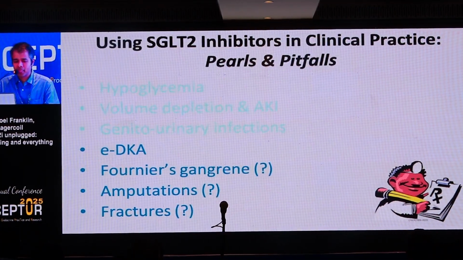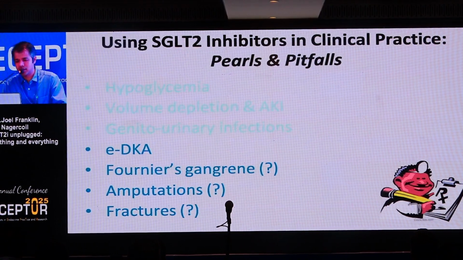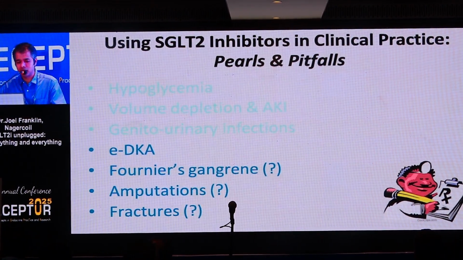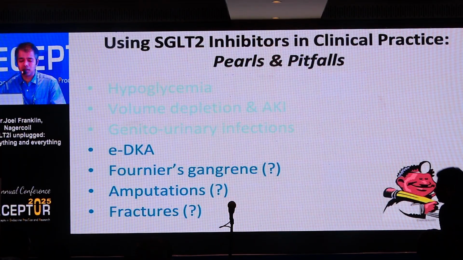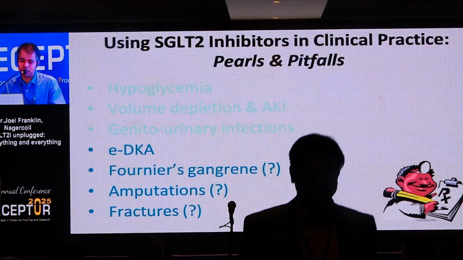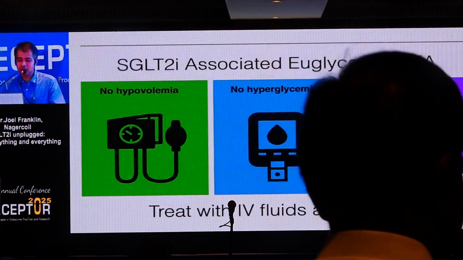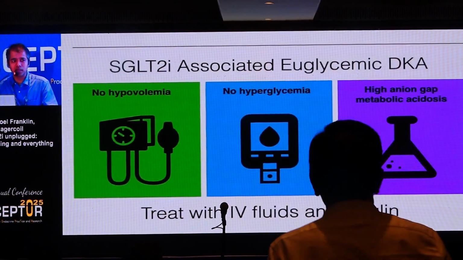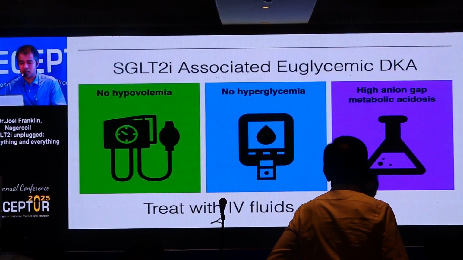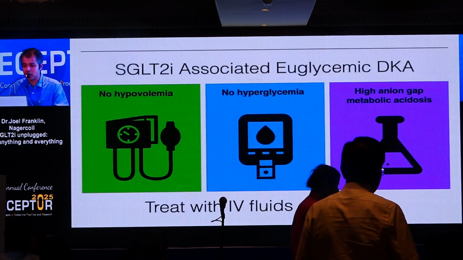So next is euglycemic DKA. This is a very rare entity, but it can happen during the perioperative period, or if someone prescribes SGLT2 inhibitor in lean diabetes individuals or type 1 diabetic patients. So how to treat it? The only thing is in the ABG there will be high anion gap metabolic acidosis, but there won't be any hyperglycemia. It won't be more than 200.